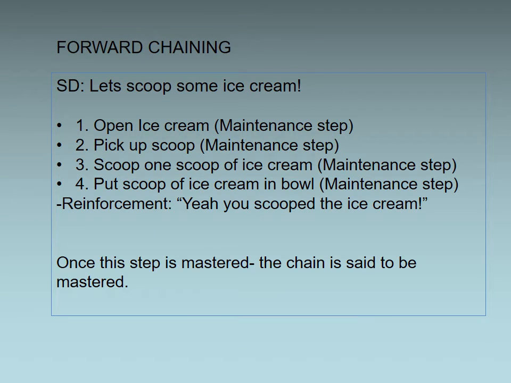So, the SD, let's scoop some ice cream, should now be the instruction for that person to be able to do it independently. Because once the last step is mastered, the chain is said to be mastered. As you can see, we went 1, 2, 3, and 4, and that is why this is known as forward chaining.